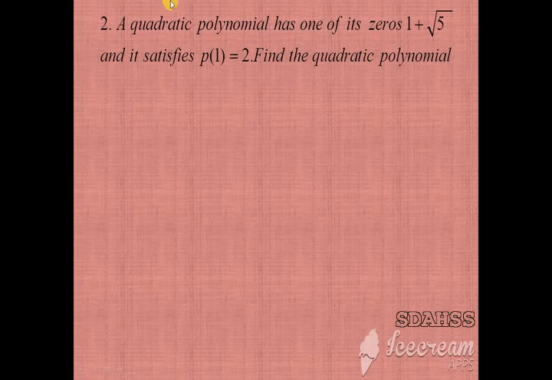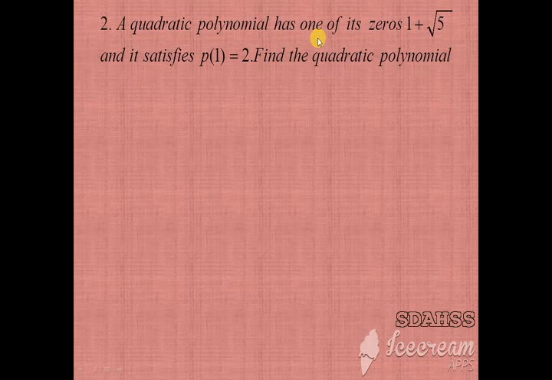Second sum. A quadratic polynomial has one of its zeros 1 + √5, and it satisfies p(1) = 2. Find the quadratic polynomial. Here one of its zeros is given. One of its zeros is 1 + √5.